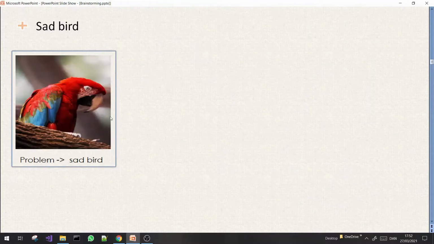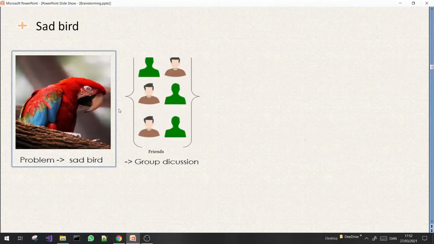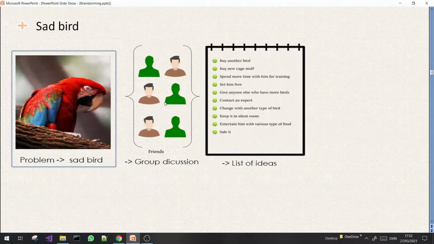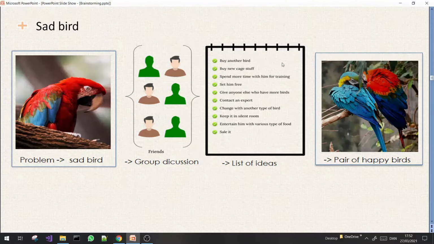A few weeks ago, I had a single bird who had been sad almost all the time. Then I called my friends for a group discussion and described my problem. After the discussion, they gave me all these ideas like buy another bird, buy new cage stuff, spend more time for training, set him free, and so on. I selected the first idea and now I have a pair of happy birds. So the problem is solved. Instead of a single sad bird, I have a pair of happy birds.